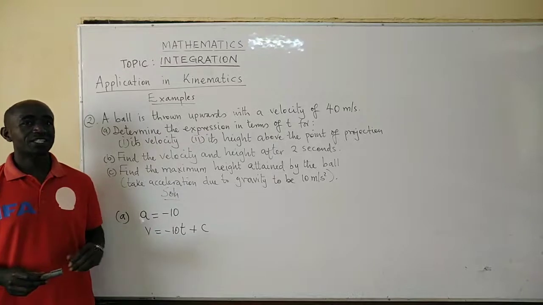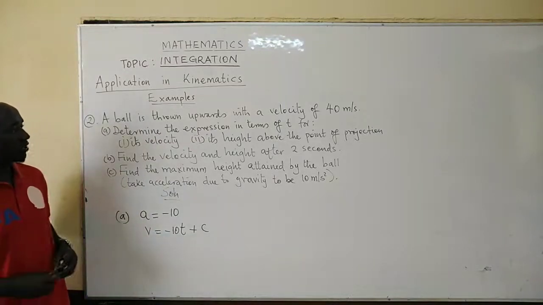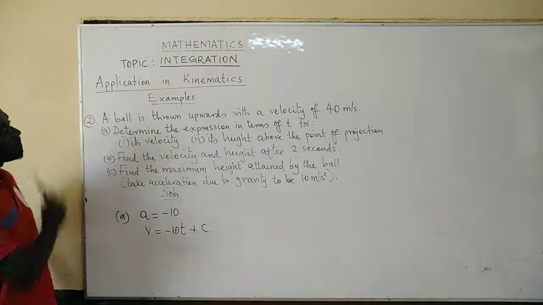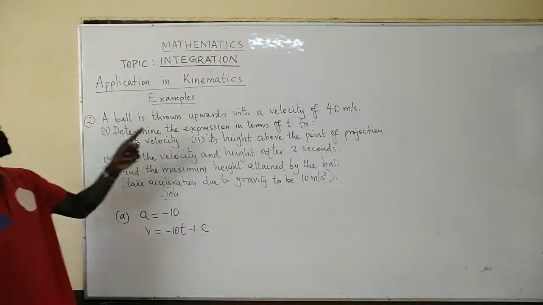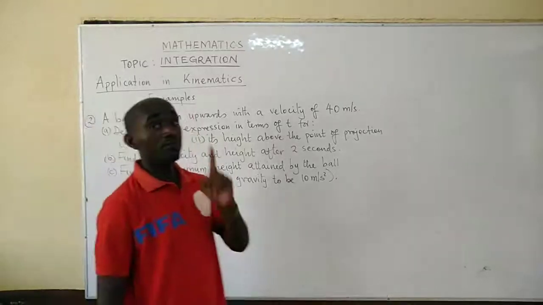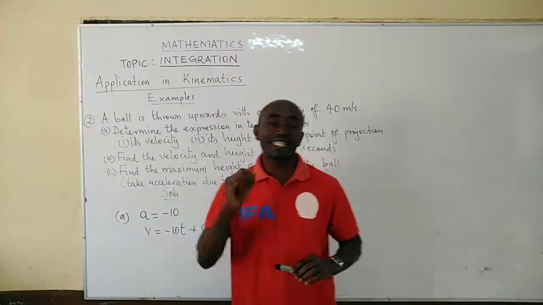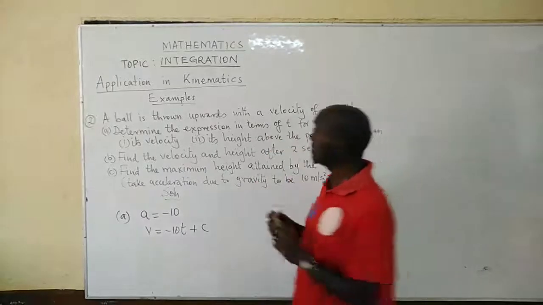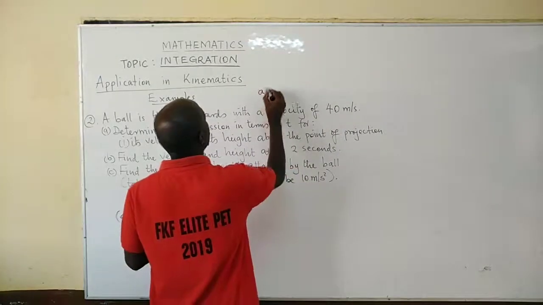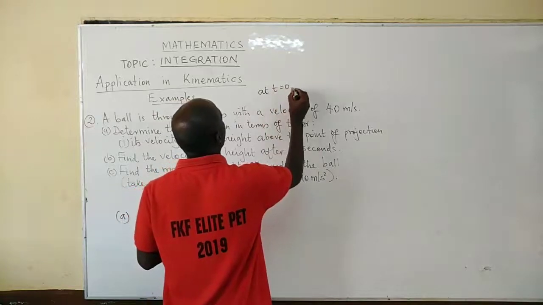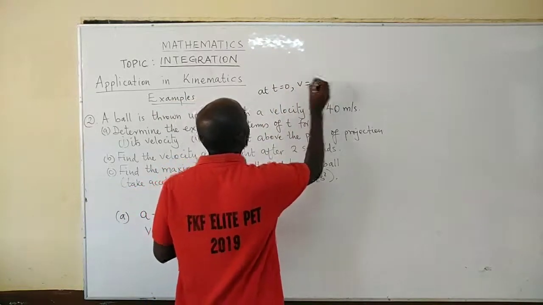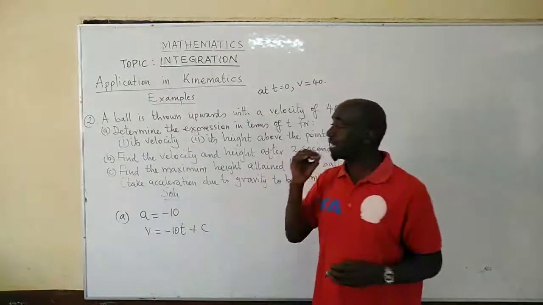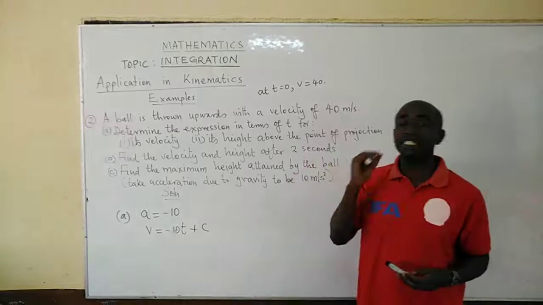What is this constant now? That is the next step. How do we find the constant? The constant can be found using the information given here. If you look at the question, we are told a ball is thrown upwards with a velocity of 40 meters per second, meaning the starting velocity is 40. At time t is equal to 0, velocity is 40. That is the starting point. The velocity did not start from 0. So the velocity is 40 at t is equal to 0.